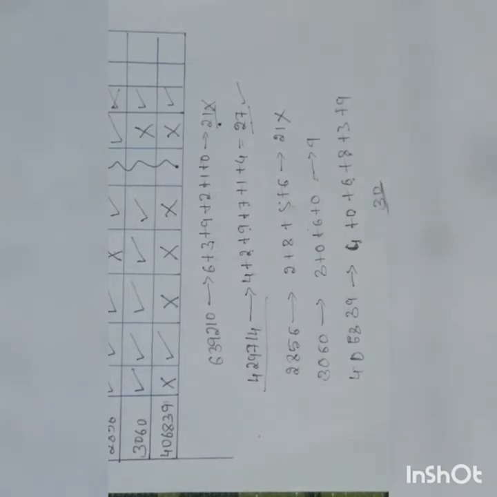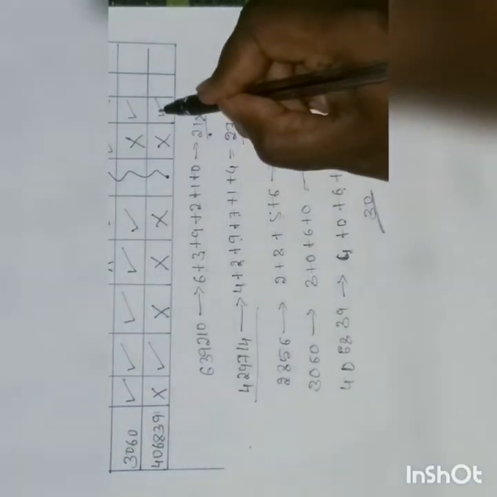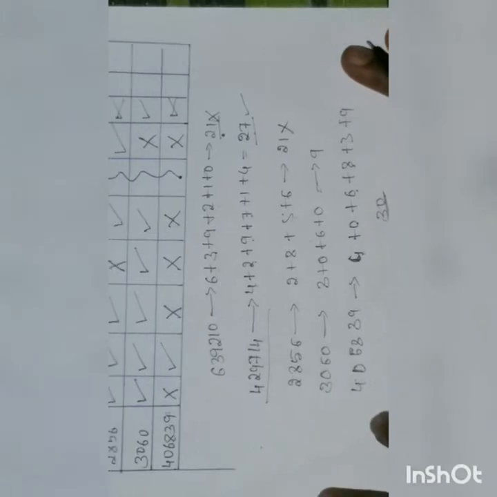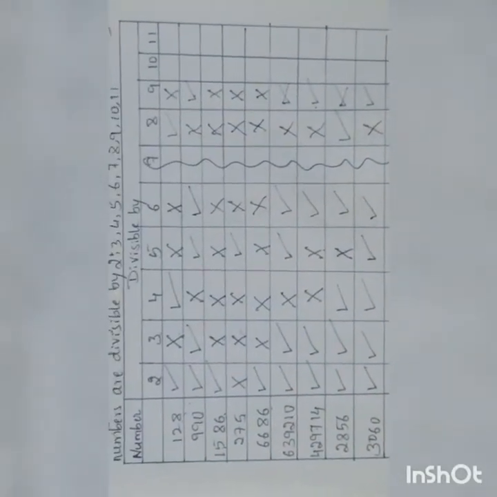21 plus 9 is 30. I got the answer 30. Now I need to check whether 30 is a multiple of 9 or not. When I check, 30 is not a multiple of 9. That's why it is not divisible by 9. I hope you understood how to check the divisibility of 9 now. Okay, I will tell you the rule again.